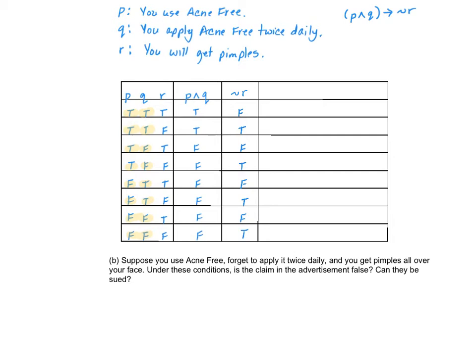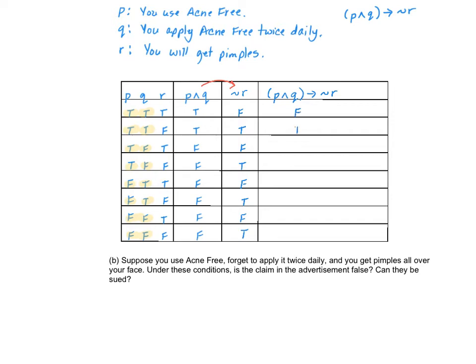Our conditional statement is going from P and Q to not R. So this is conveniently in the correct order. True to false for our statement, if P and Q, then not R, is going to be false.